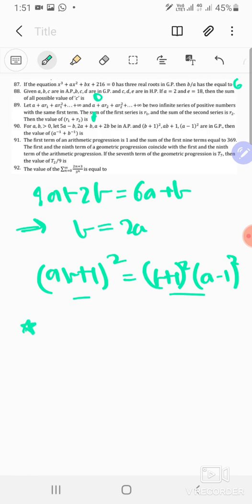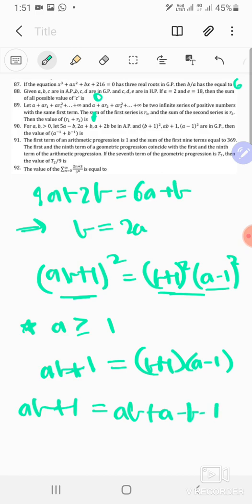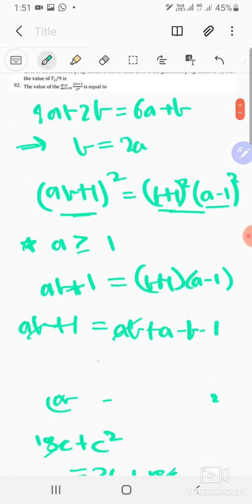Case 1 will be if a is bigger than or equal to 1. Notice that would make a minus 1 positive and the other two things are already positive. So if you take the square root on both sides, that will be ab plus 1, which is a positive quantity, equal to (b plus 1) into (a minus 1), which is another positive quantity. So that will give me ab plus 1 is equal to ab plus a minus b minus 1. So this cancels and you will have a equals b plus 2.